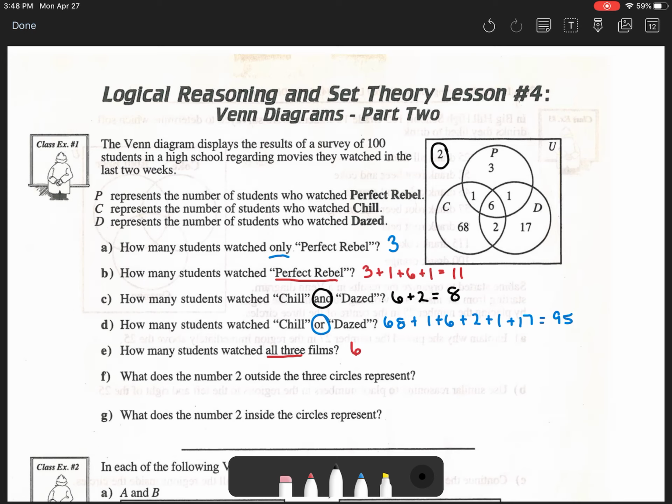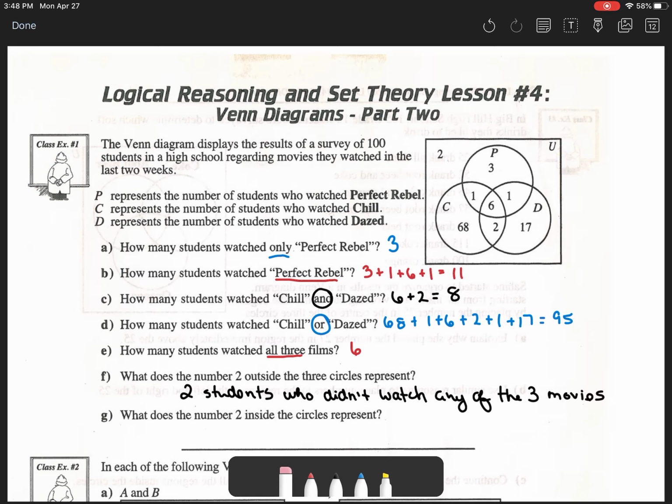F says, what does the 2 on the outside of all the circles represent? Well, it's on the outside of the circles, but it's still inside the contained U, which is the universal set. So they're in the survey, but they didn't watch any movies. So what does it represent? It represents 2 students who didn't watch any of the 3 movies.